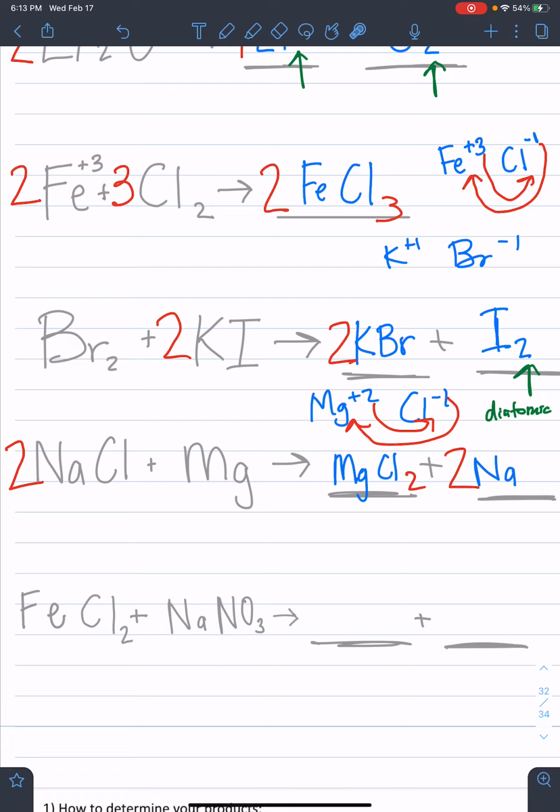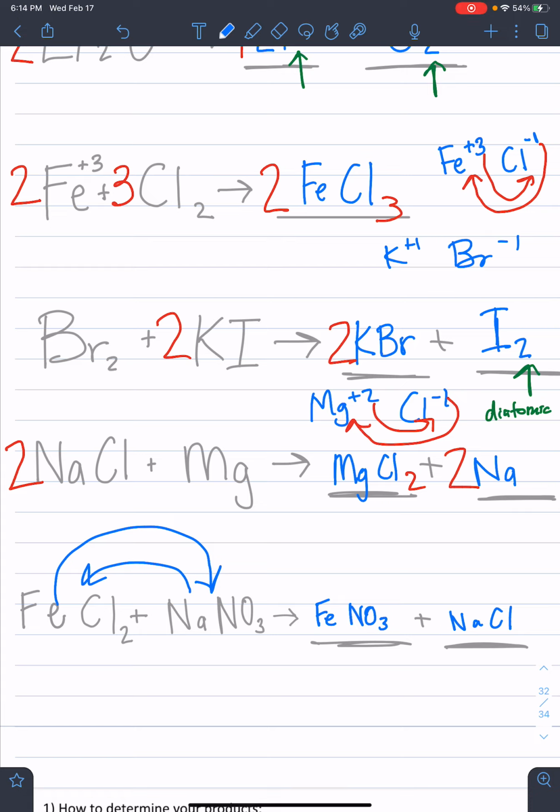But you just switch one of them. So I always like to just choose my metals and have them switch. So I'm going to make sure my Na is going to switch over here. My Fe is going to switch over here. So they're like switching partners. So when I do that, I get FeNO3 and I get NaCl.